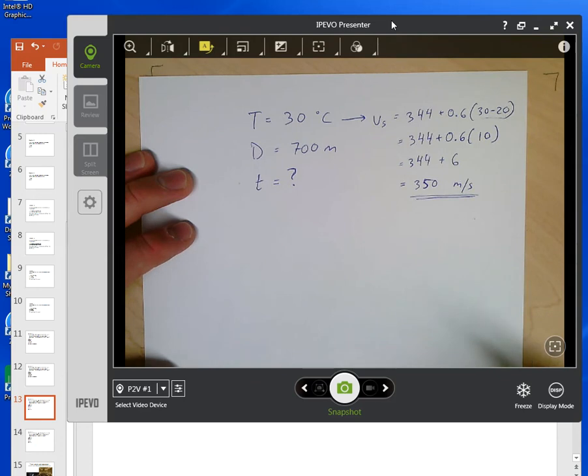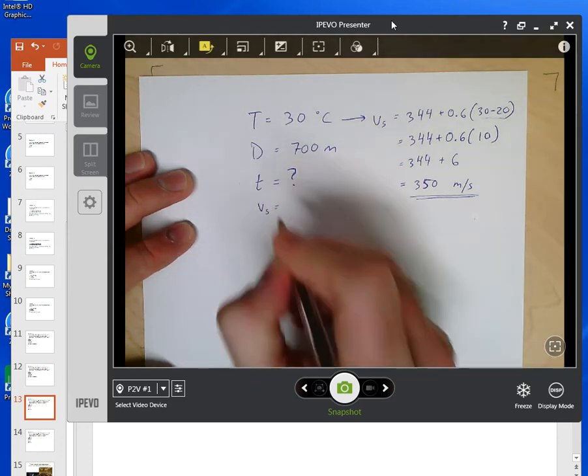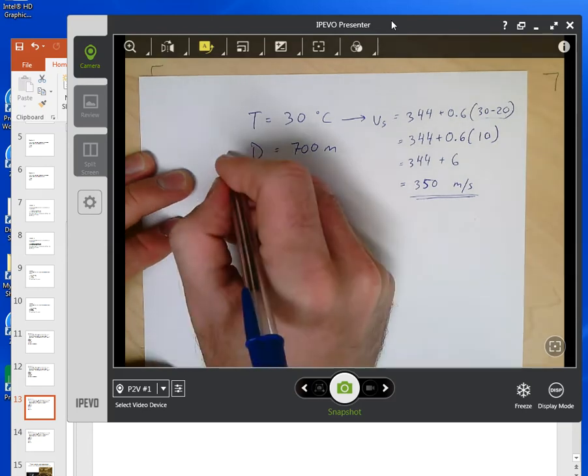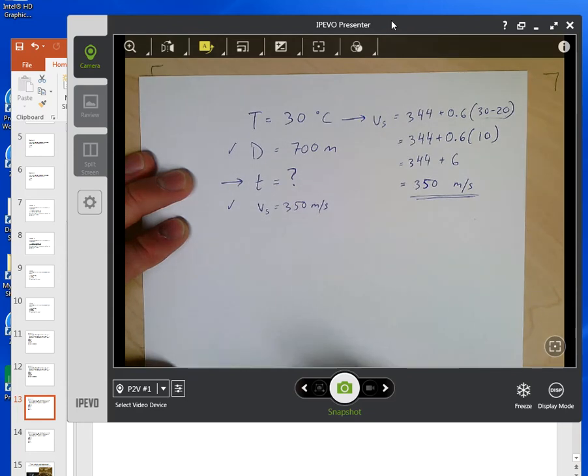So, alright, we basically now have a speed. I'm going to go ahead and write down that we have now a speed, which is 350 meters per second. So we have the distance, we have the speed, but we need the time, how long it took.